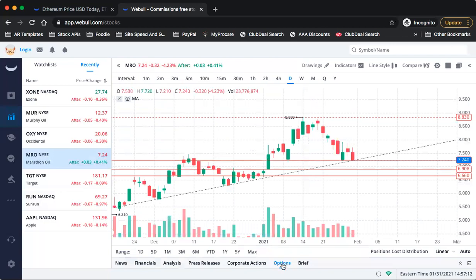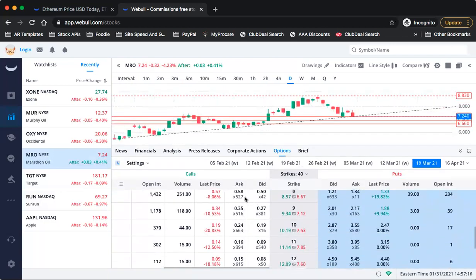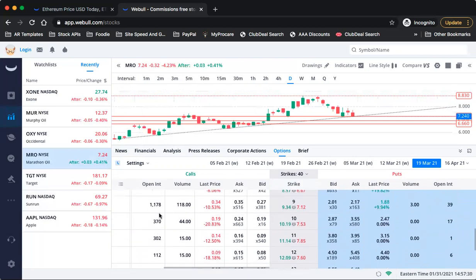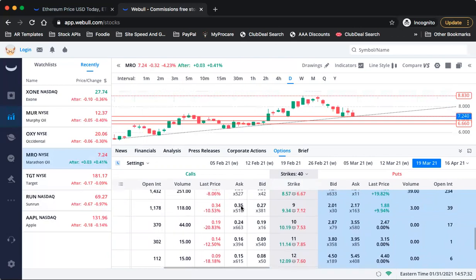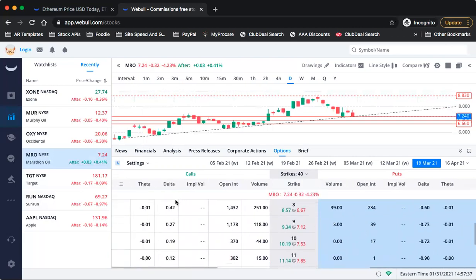And if you look at it here, March 19, the $8 one is about $0.55, 0.58 or 0.60. It's about an 8% discount. If you look at the open interest, it's about 1,400. But you can go down and look at even better ones around there. The $9 is about $0.35. It's not bad as well. Again, like I said, look at the delta and look at the theta.